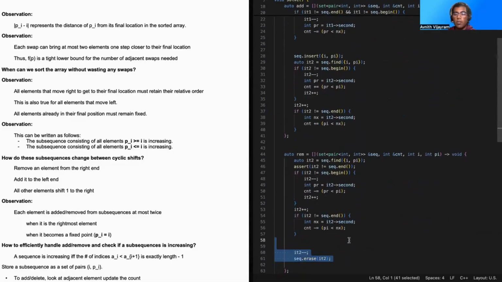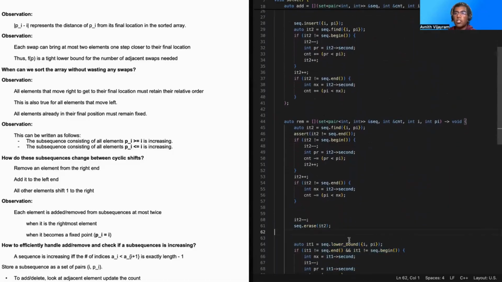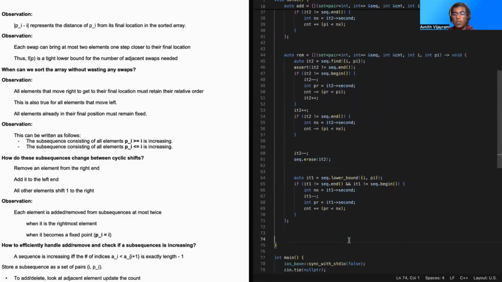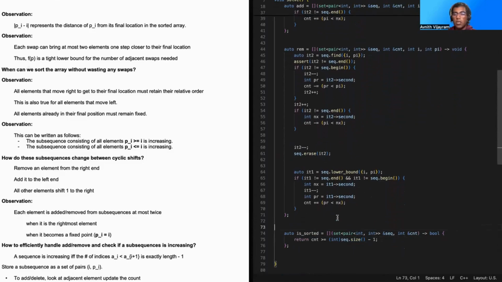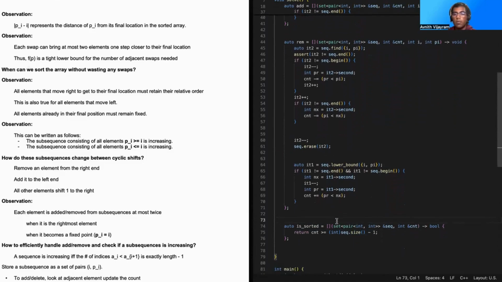Then we'll remove the element and we'll add back the contribution of the two elements which are now adjacent after we remove this element. So essentially the same process for adding but in reverse. And then finally we can have a function to check if this sequence is sorted or not. We'll compare the sequence size to the count of adjacent elements which are sorted. And this is essentially our data structure, which will allow us to solve the problem.